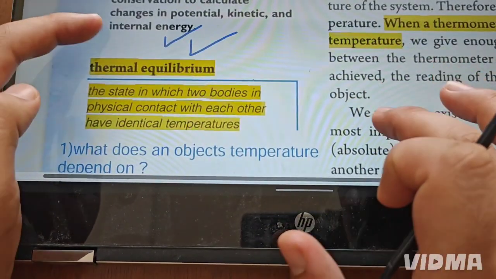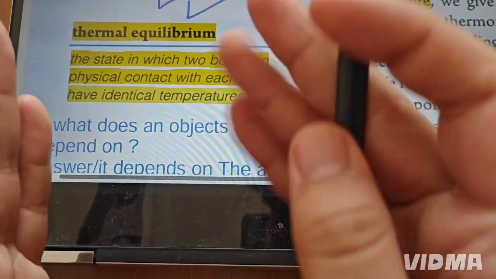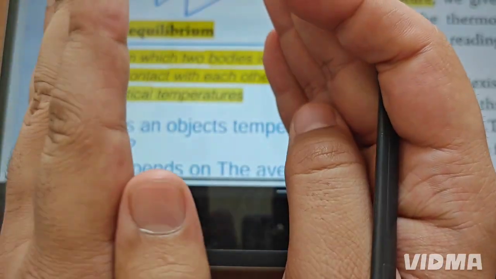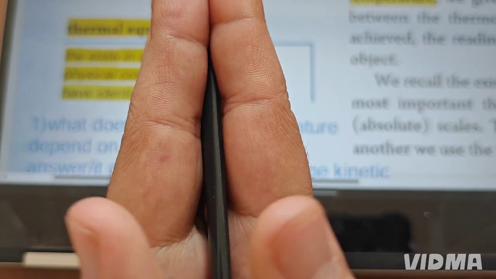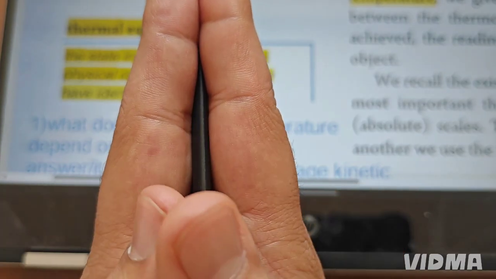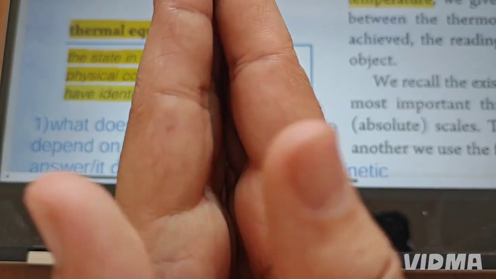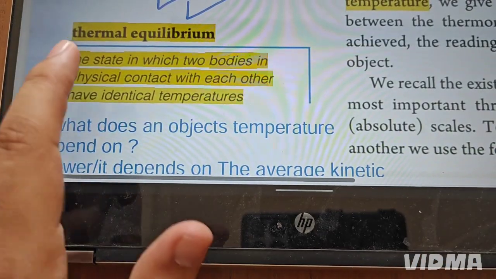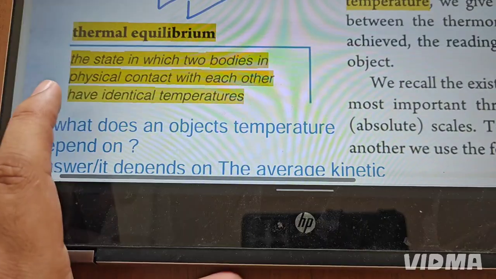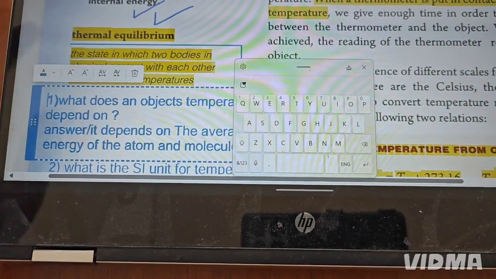Thermal equilibrium is a state in which two bodies are in physical contact. For example, look at my hand. This is the first object and the second, and both of them are in contact, but both of my hands have the same temperature. So in that case, there is no energy transfer. First object, second object, both are in contact, but still there is no energy transfer because they have the same temperature. That's the state when two bodies are in physical contact and have identical temperature.